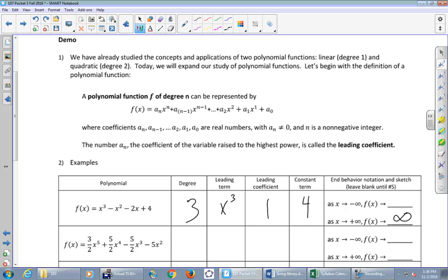And then to decide the left-hand behavior, that's where we think about evens and odds. We know the evens, both the same. Odds are opposite from each other. So if to the right we're going to infinity, to the left we must go to minus infinity. That's our answer there, okay?